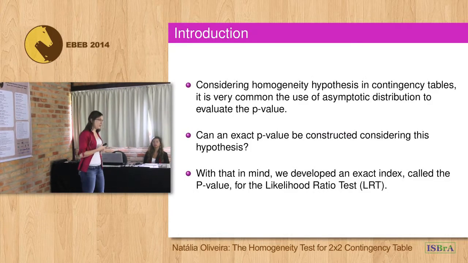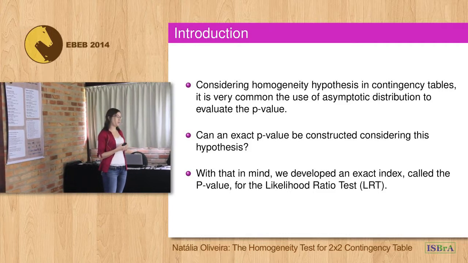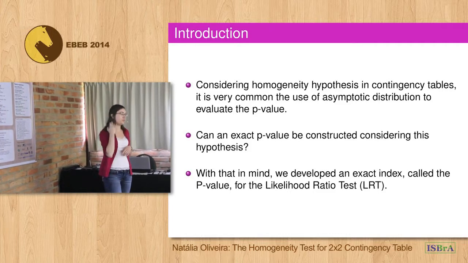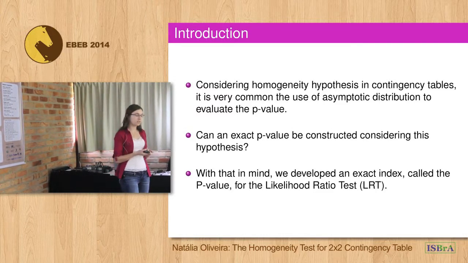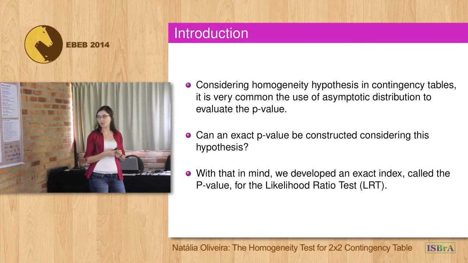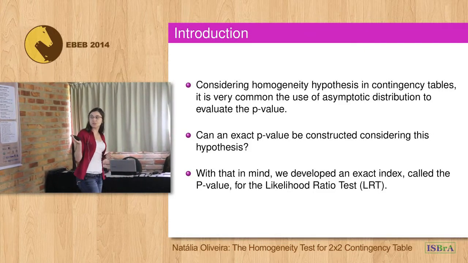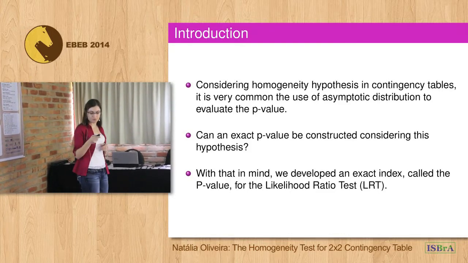So, considering homogeneity hypotheses, especially in contingency tables, it's very common to use asymptotic results in order to evaluate the p-value. And the question which started all this work was whether we could construct an exact value for the likelihood ratio test considering this hypothesis. In an attempt to do that, we ended up developing a new kind of index which we call the capital P-value.